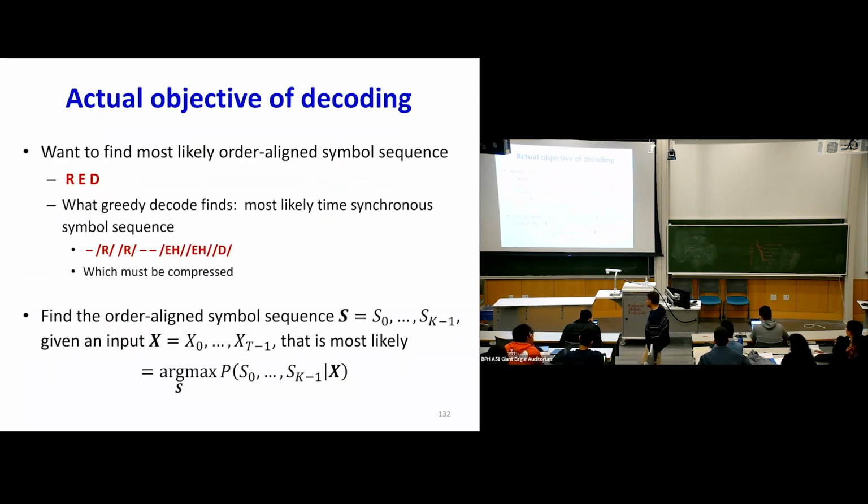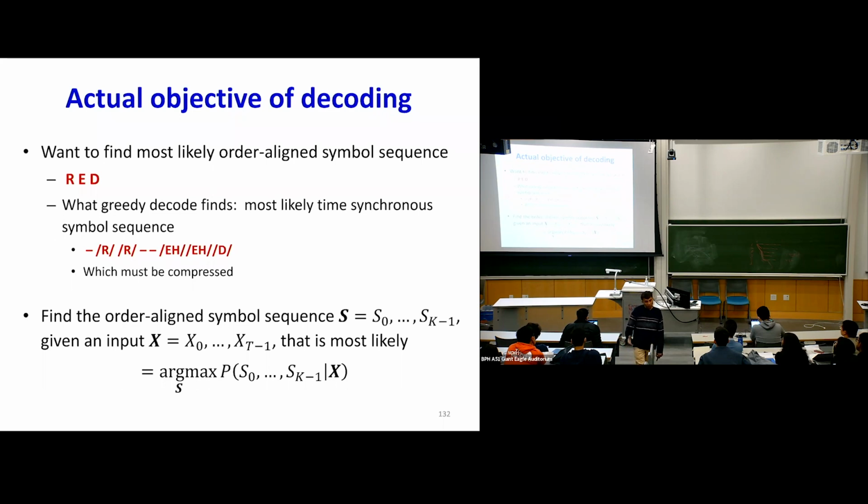Nonetheless, from a purely theoretical perspective, what we want to do is to find the most probable order-aligned sequence. Our real problem is I have the speech recording. Which word was spoken? When I ask which word was spoken, I'm asking what symbol sequence is most likely given this input, which means I have to consider all possible ways of aligning the symbol sequence, not just the most probable way. The greedy decode just finds the most likely time-synchronous sequence. What we want is the most likely order-synchronous sequence, which sums over all possible alignments.